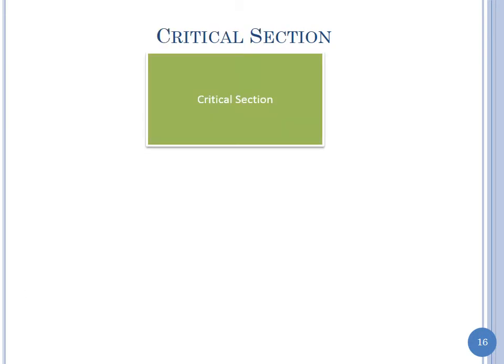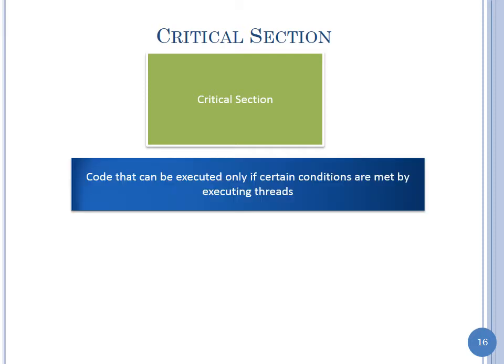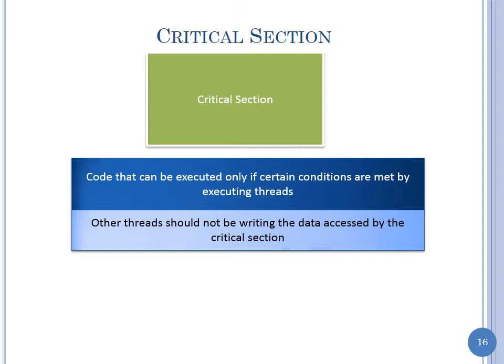So that brings us, for those of you who've done OS, to the question of how, if you want to prevent that interference, we need something, and that something in the abstract is called a critical section. A critical section is a piece of code that you just can't execute just because you want to. Okay, there has to be some condition met before you can execute it. Typically other threads should not be writing the data accessed by the critical section. So if no other thread is writing the data that you're accessing, you can execute. If somebody is, you should not.